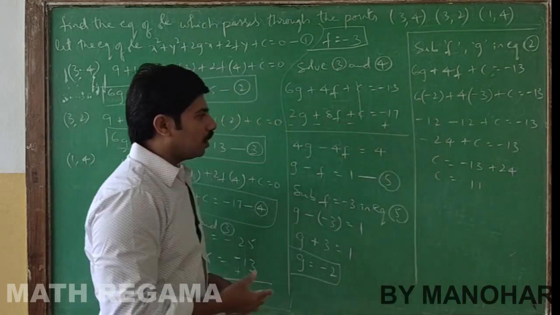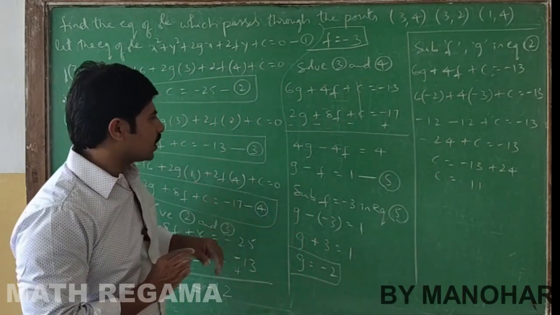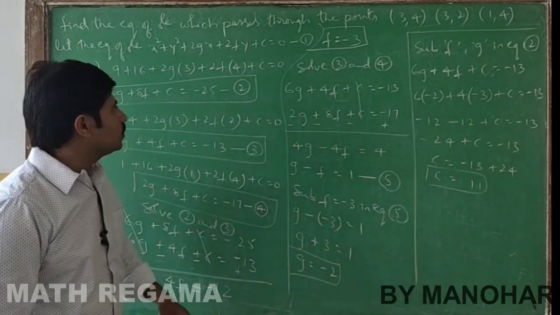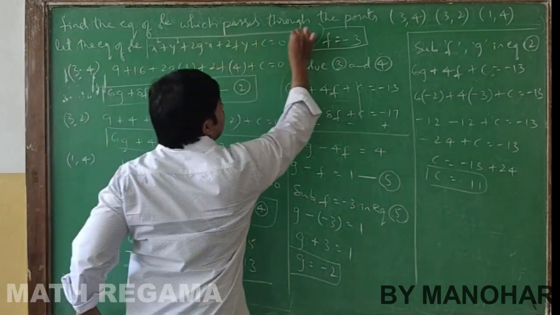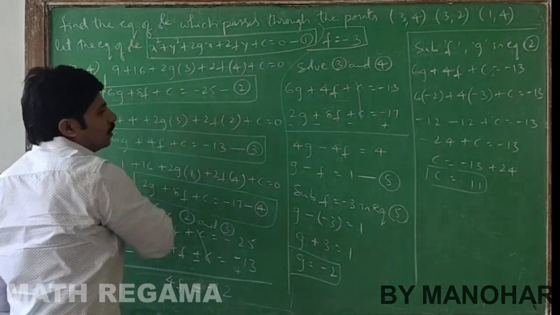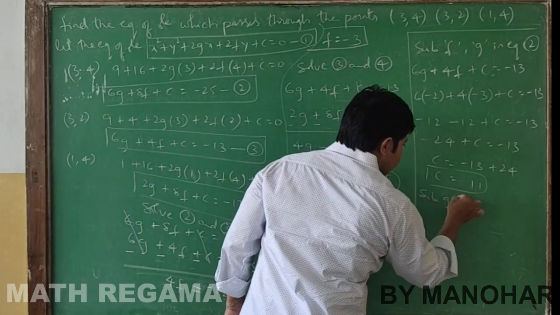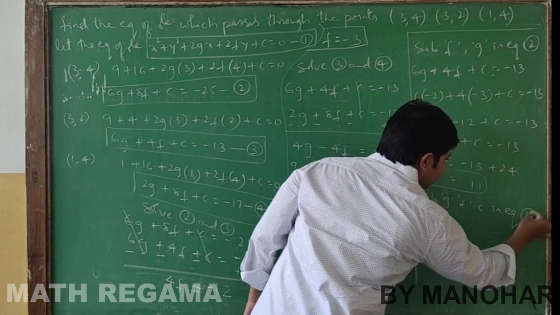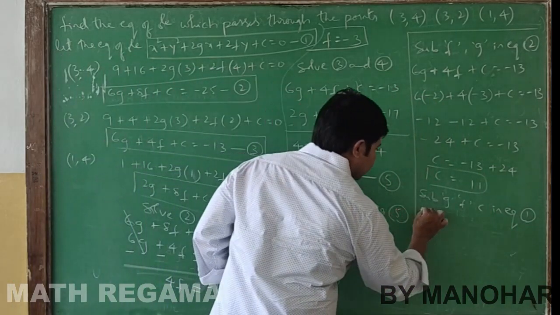What c value did we get? 11. Now we need the equation of circle. Always after getting g, f, c values, what do we have to do? After getting g, f, c values, we have to substitute back in equation 1, in this general equation. So substitute g, f, c in equation 1. So I am substituting now.